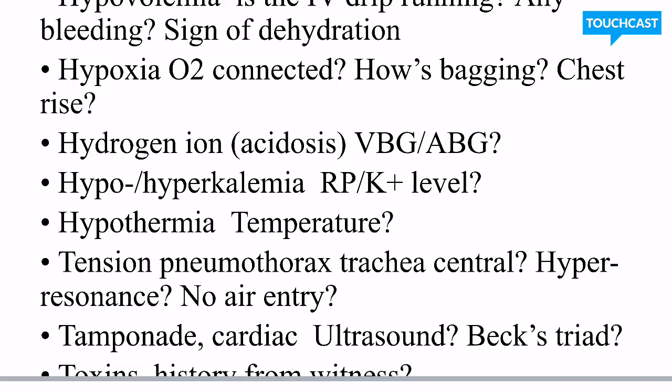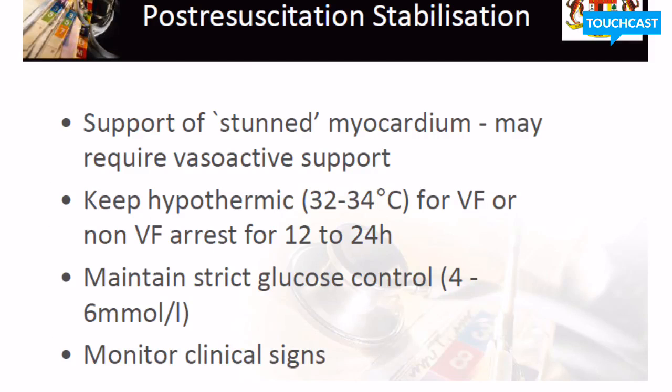Cardiac troponin might not be helpful, but you may ask for ultrasound to look for cardiac tamponade, and for toxins, take the history from the witnesses. After there is return of spontaneous circulation, you may want to keep the patient hypothermic for 12 to 24 hours and maintain strict glucose control between 4 to 6 millimole per liter and continuous clinical signs monitoring.